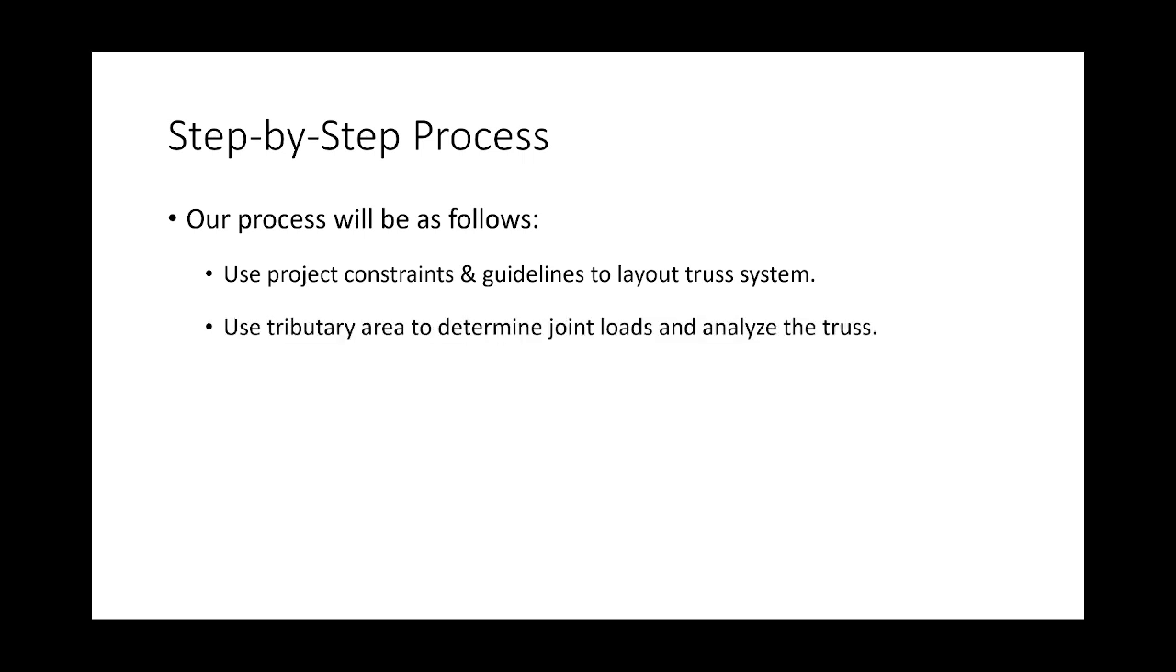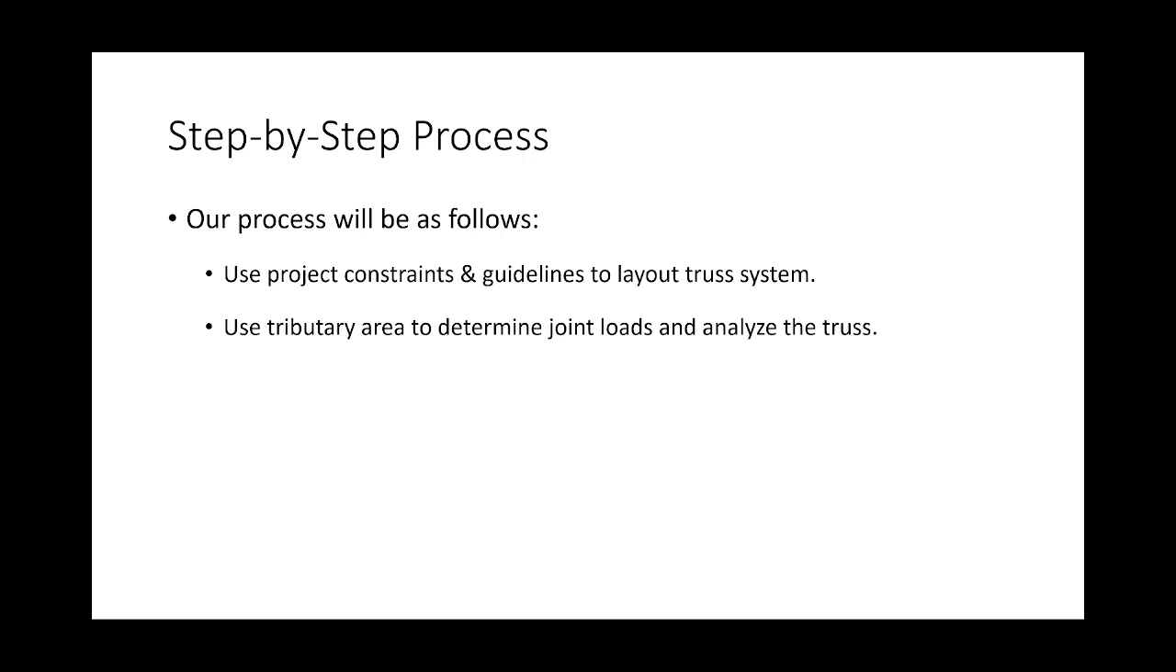Okay. So here's our step-by-step process. This is probably what I would write down. This is like the important stuff. The process is going to be as follows. The first part is going to be to use project constraints and guidelines to lay out the truss system. For this example, I'm just going to do it for you. But for your project, you're going to have to do this yourself. And I'm going to give you some guidance on how to do that later on.